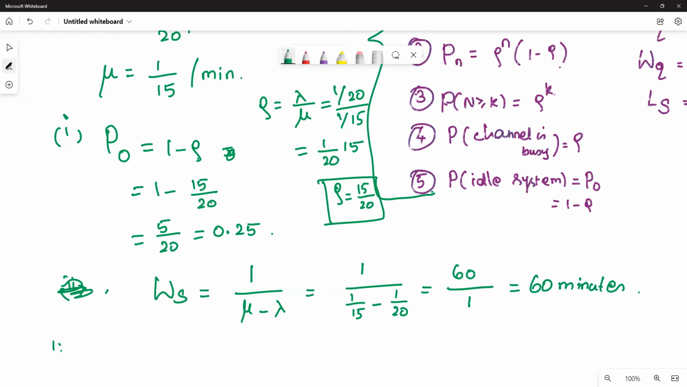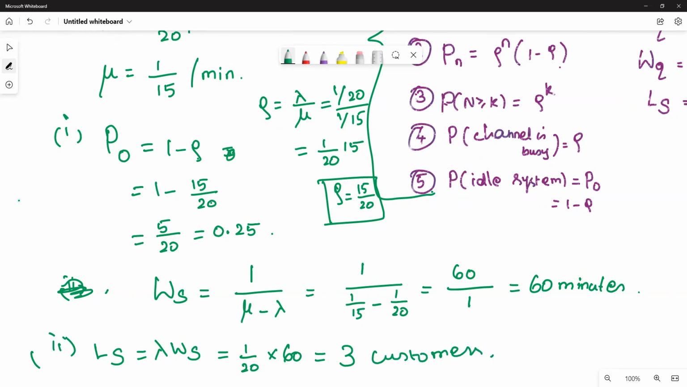So, second subdivision, what is the expected number of customers in the queue and in the barber shop? That is LS and LQ that is asked. By Little's formula, what is LS? Lambda WS. Lambda is 1 by 20. WS, just now we have found, is 60 minutes. That is 60 by 20, that is 3. LS denotes the number of customers in the system, that is in the barber shop. So the number of customers in the barber shop is 3.